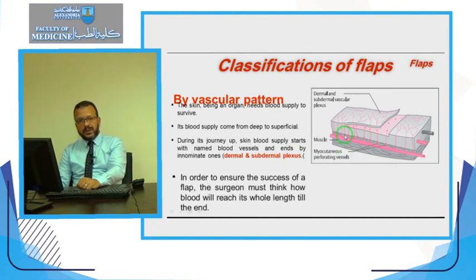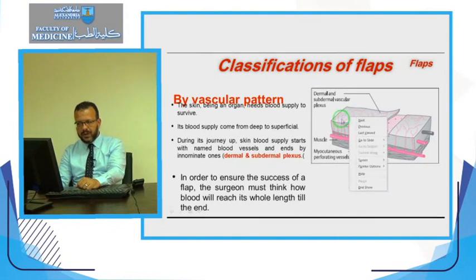If we are thinking about the classification of the flaps, we can harvest a flap like in this diagram. This is a flap. Shall it get its blood supply? Yes, it's getting its blood supply. How is it getting its blood supply? It's getting its blood supply through the subdermal and the dermal plexus that I found here. Do I know which artery gives blood supply to this flap?